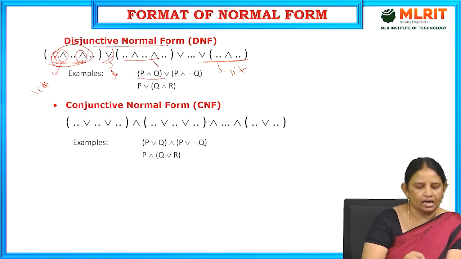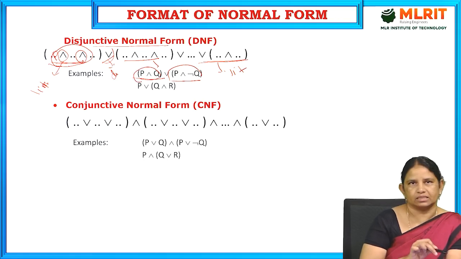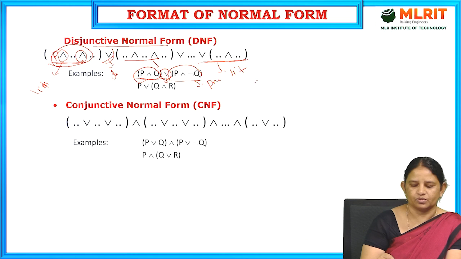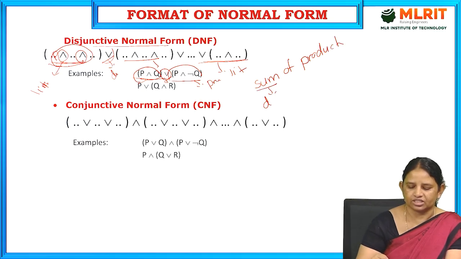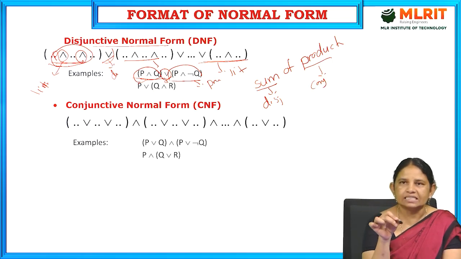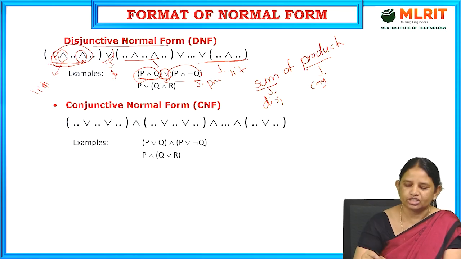So, P and Q, P and negation Q. These two are called literals. Then, these two are connected by using the symbol OR. This is called a product. This is called a sum. So, the disjunctive normal form is also called sum of products. Sum is called a disjunction and product is called a conjunction. So, another name for disjunctive normal form is disjunction of conjunctions of literals.